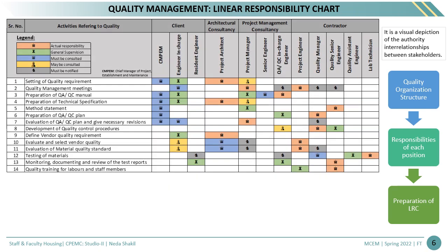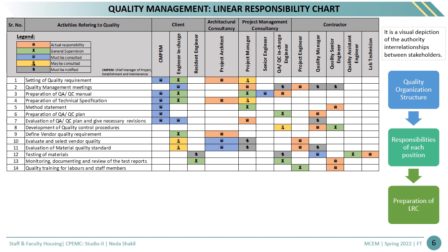For the preparation of the LRC, we add job titles on the top row and activities related to quality down the side of the chart. Here we use chess symbols highlighted with colors to indicate the level of authority, such as actual responsibility, general supervision, must be consulted, may be consulted, must be notified, highlighted in the legend. For example, preparation of the QA/QC plan is the responsibility of the quality manager under the supervision of the quality in-charge engineer and must be consulted with the chief manager from the client side.